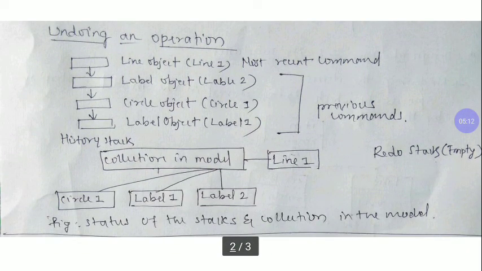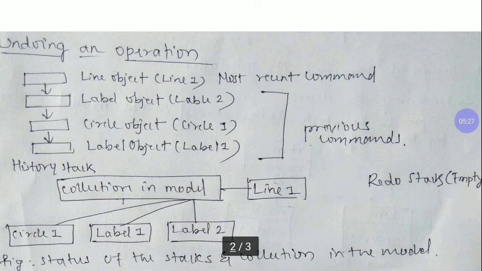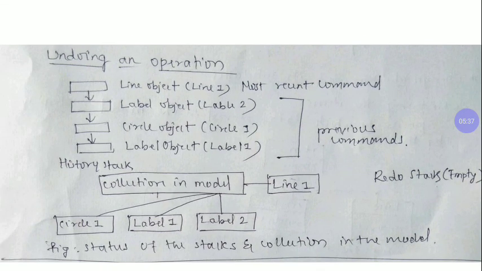Okay, this is an example diagram of undoing an operation. Here you see I am going to maintain two stacks: the history stack, and one more, the redo stack. History means whatever work we do, all of it has to be stored in the stack memory.